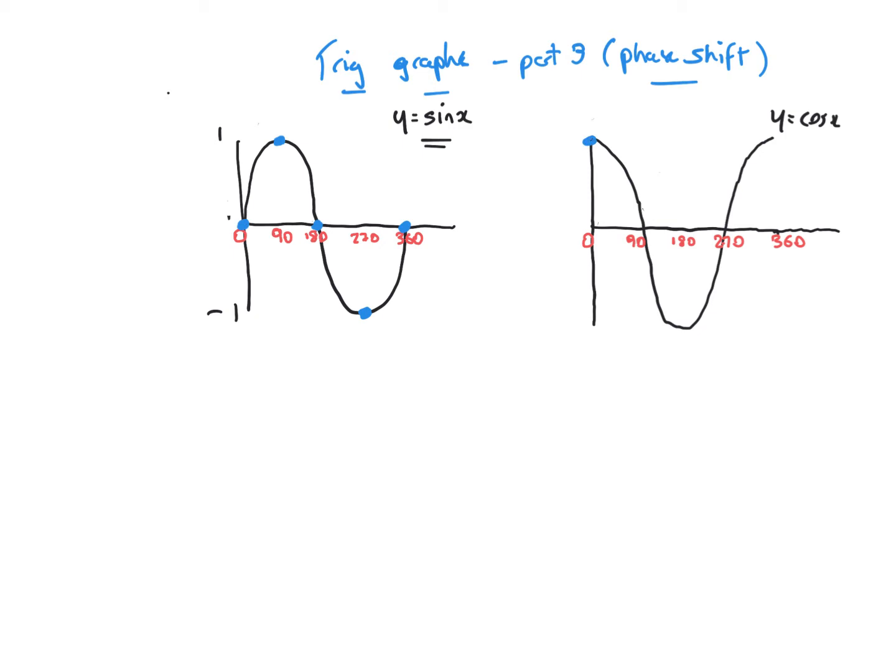at 360. And this one, cos x, is up at 1 at 0, along to 90 you're down to 0, down to minus 1 when you get along to 180, along to 270 you're back up at 0, and then when you get to 360, you're back up at 1.